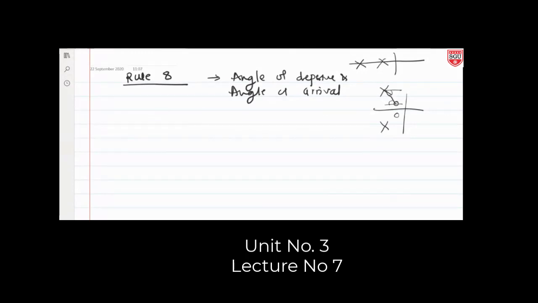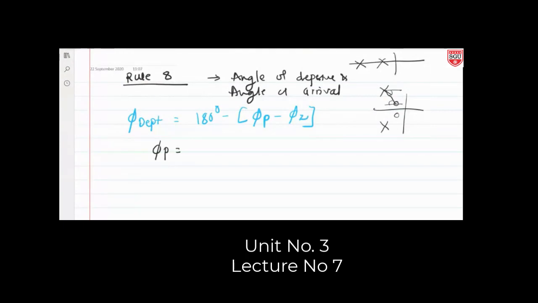There are simple formulas. Phi d is known as the angle of departure, which is equal to 180 degrees minus the sum of phi p minus the sum of phi z. Now what is meant by phi p? What is meant by phi z? Let's see.